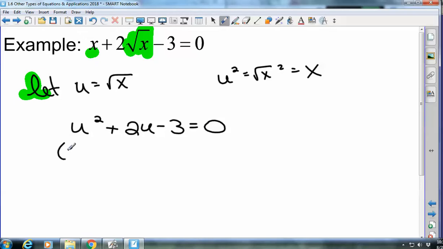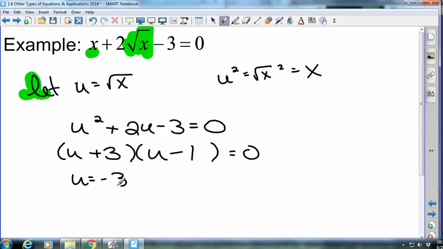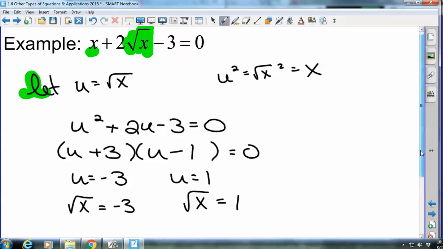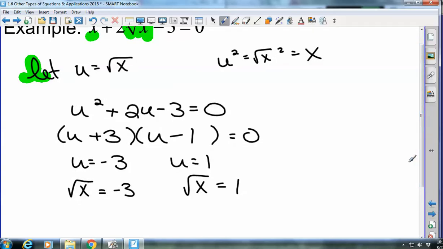What do I do from there? Multiply to negative 3, add to positive 2. Okay, set each one to 0, so I get u to be negative 3, and u to be positive 1. So, am I done? No. U is the square root of x, so that means the square root of x is negative 3. The square root of x is 1.